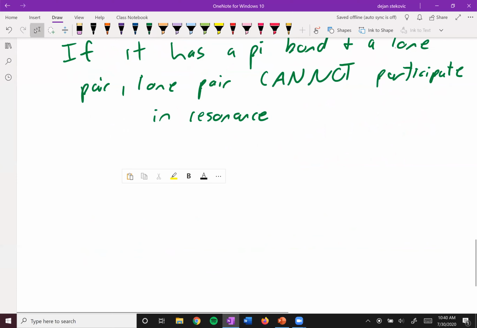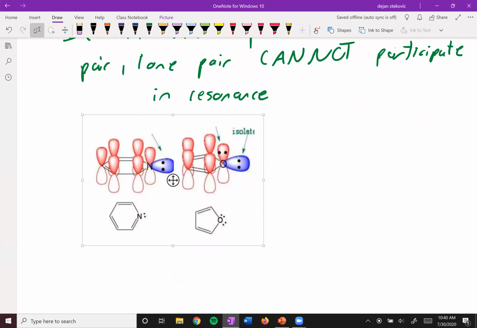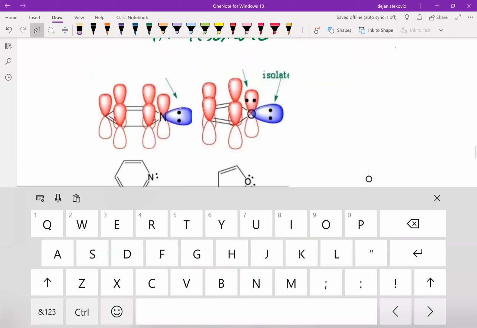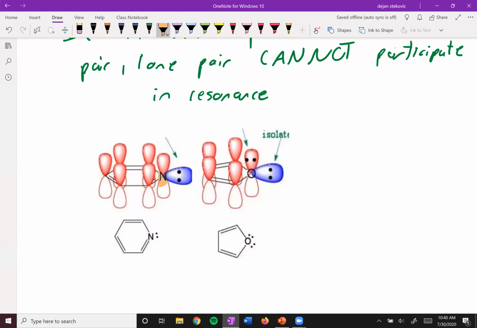And so this is the same picture I drew up there, just a little bit neater, not as cluttered. And so you can see that this nitrogen here is using up its p orbital to form this conjugation with the rest of the ring, leaving this lone pair as not in resonance, right? It cannot contribute to the resonance structures here.